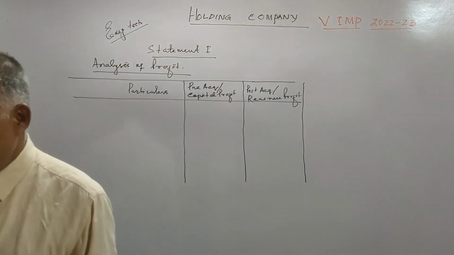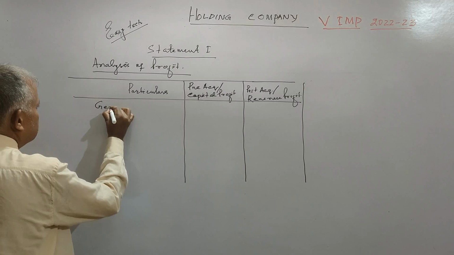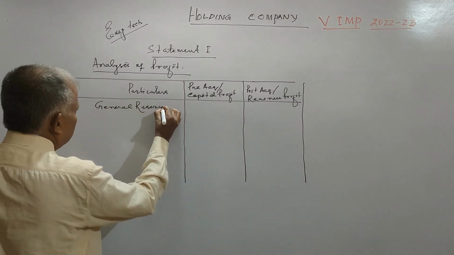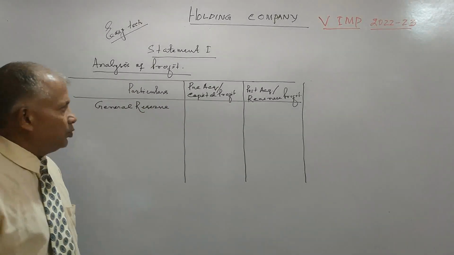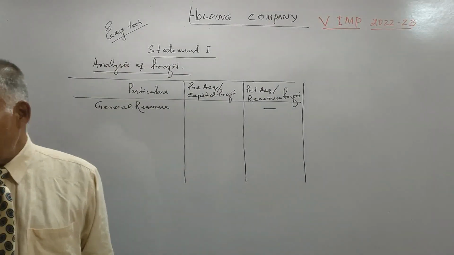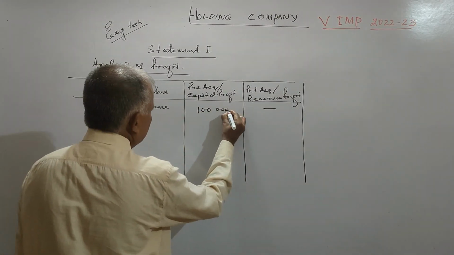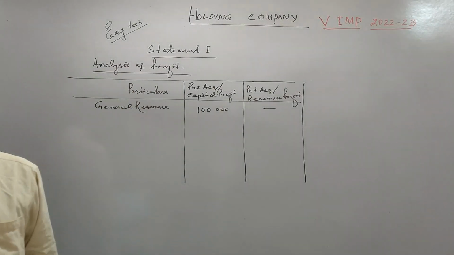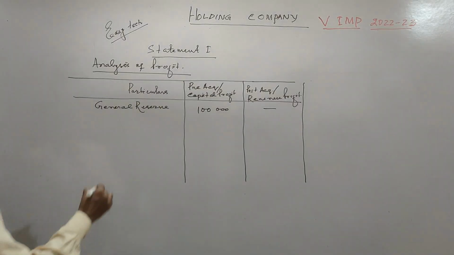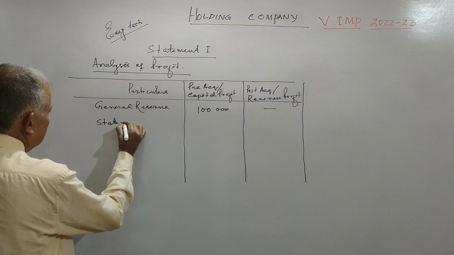If we start with the general reserve, there is no change. So post acquisition is nil, only 1 lakh is here. This is given as per information. Then we will come to the PL, statement of PL.